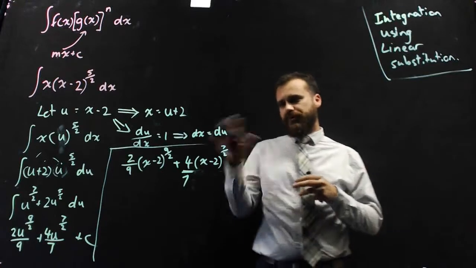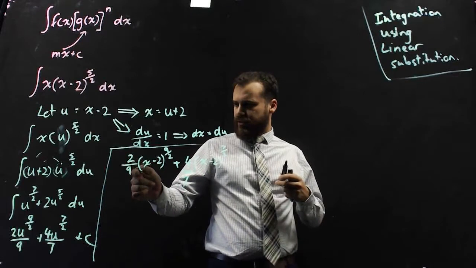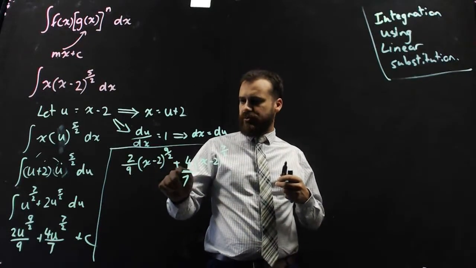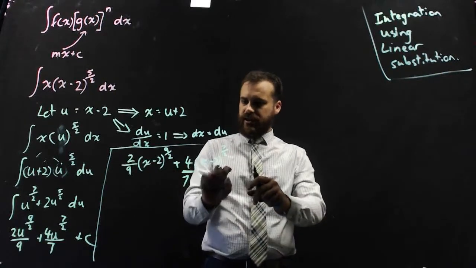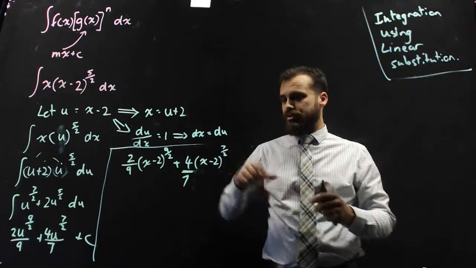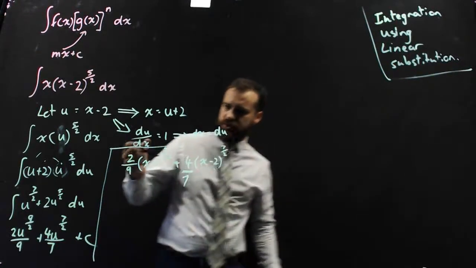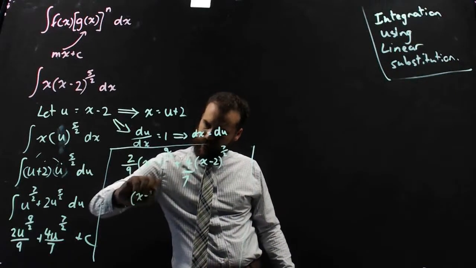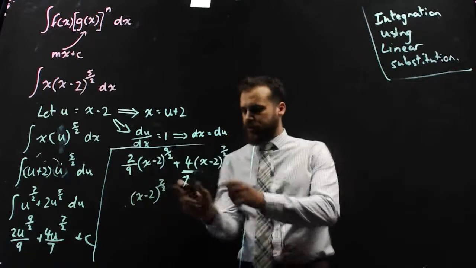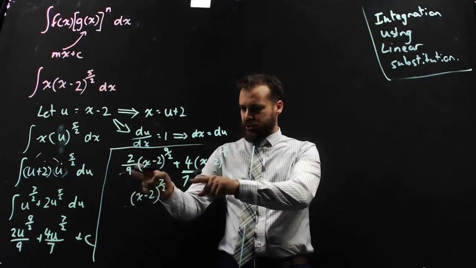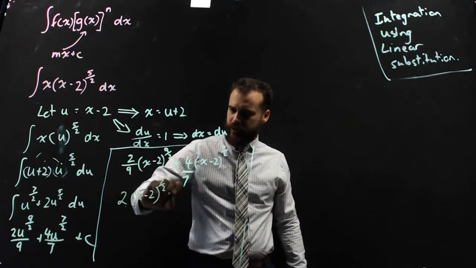Now, depending on how you've gone with factorising in the past, you should be able to see that there's a 2 over 9 times x minus 2 to the 9 on 2 plus 4 over 7 times x minus 2 to the 7 on 2. These have a common factor, and so we look for the one with the lowest power, so 7 on 2. They've both got a common factor of x minus 2 to the 7 on 2. They've also both got a common factor of 2. So if I bring a 2 out of both of these, I can just stick it there.